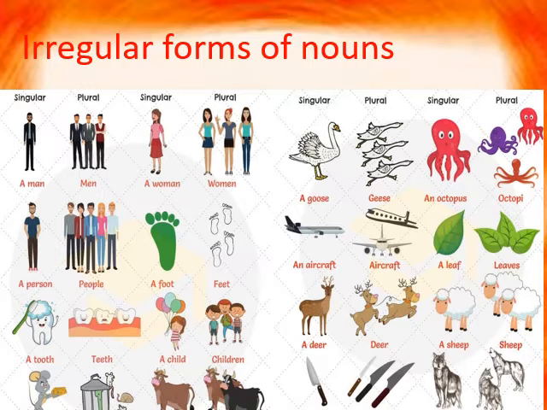Here in knife also, K-N-I-F-E, knife, and plural form K-N-I-V-E-S, knives. Not only this, you can say for wife also, W-I-F-E, wife. If there are more than one wife, they are called wives, W-I-V-E-S, wives.